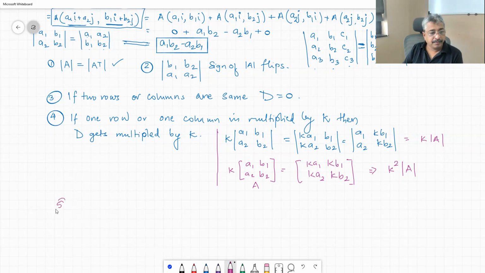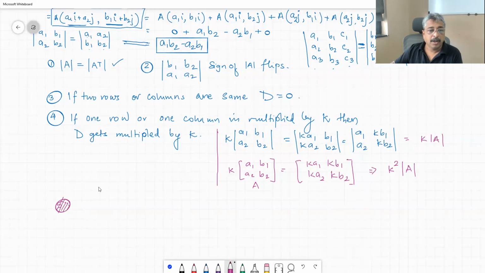if you multiply one row or one column by non-zero constant, and let me put it in proper words. Okay, we need not write down that.